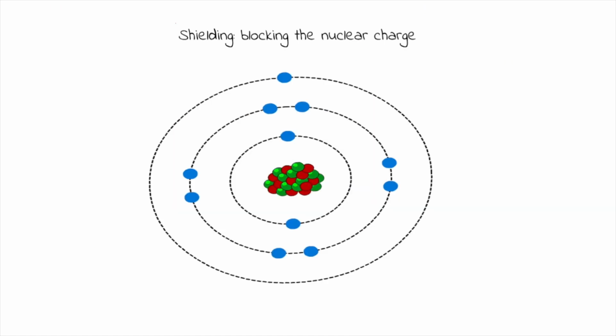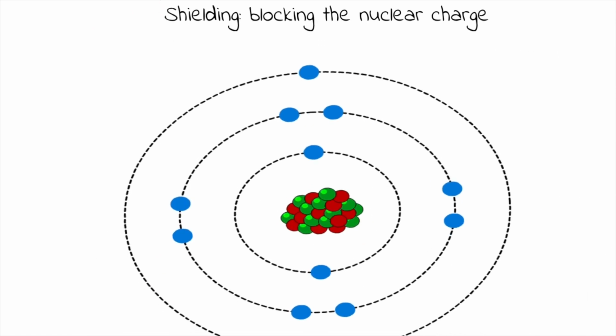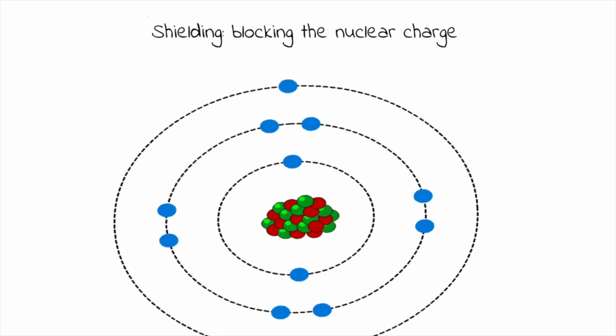We're now going to try another trend. So we're going to move from atomic radius to a different periodic trend. This trend now is called electron shielding. What does electron shielding stand for? It stands for the number of shells of electrons that block the nuclear charge.